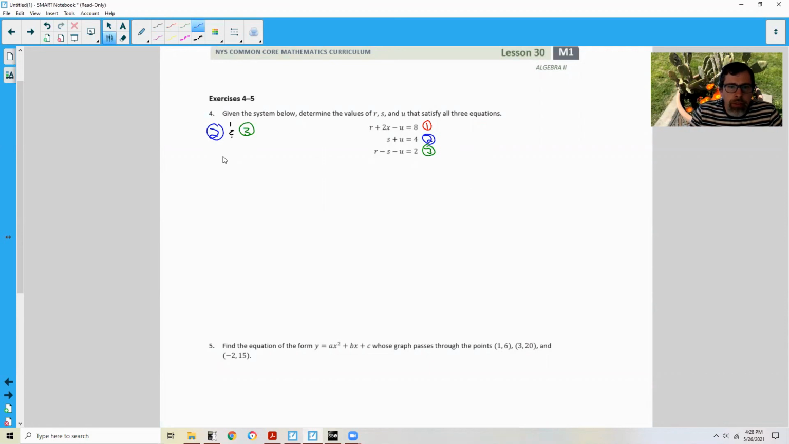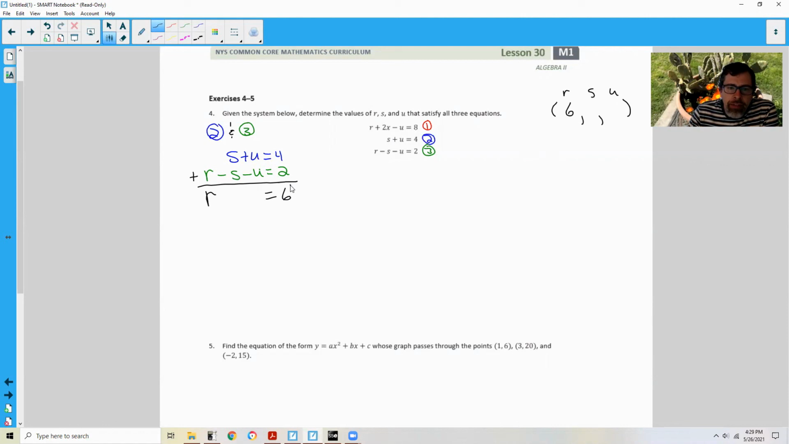So 2 is S plus U equals 4. 3 is R minus S minus U equals 2. When I combine those, I'm going to add because we have opposites, and when you have opposites, you add. So it's going to be 0 plus R, which is R. S minus S, or plus a negative S, is 0. U plus a negative U is 0. And 4 plus 2 is 6. So right off the bat, we're just left with R equals 6. So I'll just write that over here. This is R, this is S, and this is U. Okay, so we found R, 6.